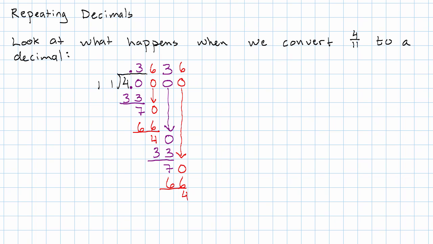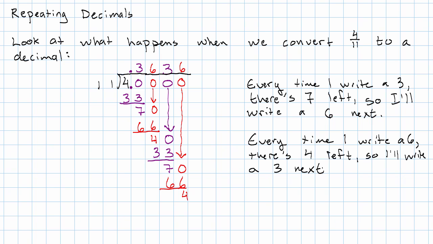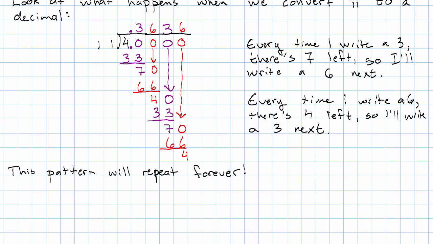This is just going to keep happening, right? Every time I write a 3, I have 7 left, so I'm going to write a 6 next. But every time I write a 6, there's 4 left, so I'll write a 3 next. This pattern of 3, 6, 3, 6, 3, 6 is going to repeat forever. We have a way of writing that. We put a bar over the pattern that repeats.